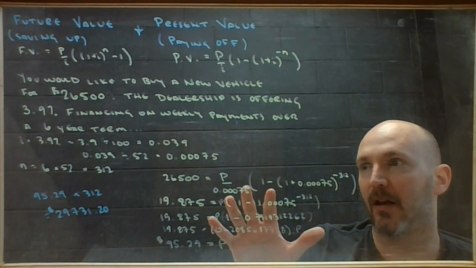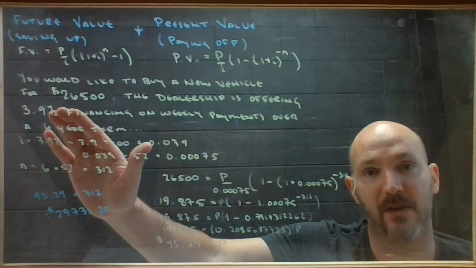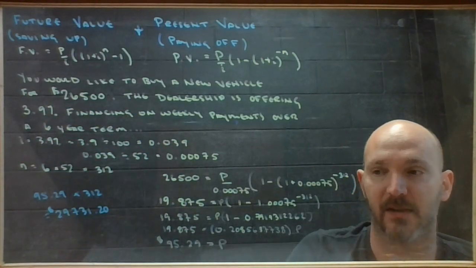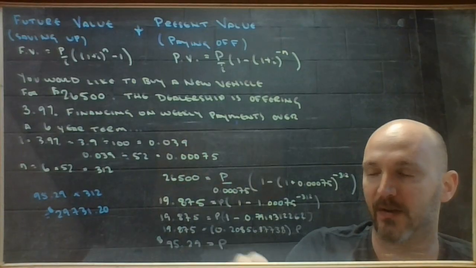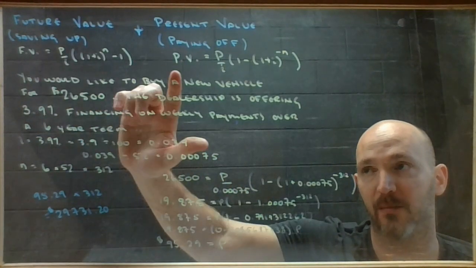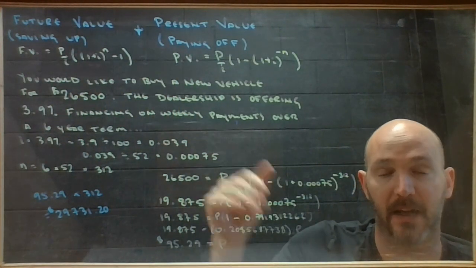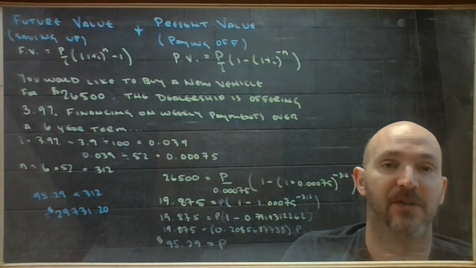So, tiny payments can pay off large amounts of money over time, as long as you factor in your interest rate. I think you've seen an example of future value, present value, and the payment calculation for both building up and paying off type calculations. So I think you're good to go.